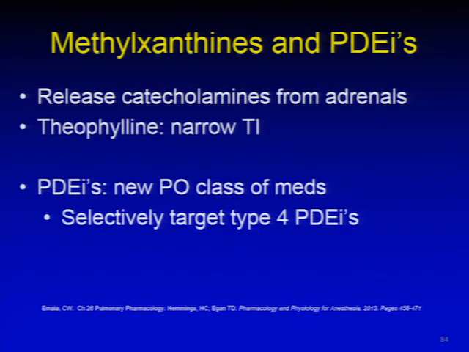Now the methylxanthines have a narrow therapeutic index. Theophylline is not used as much as it previously was due to its therapeutic index and safer options that are more effective with morbidity and mortality data. The phosphodiesterase inhibitors' mechanism of action is to selectively target type 4 phosphodiesterase receptors, thereby reducing the degradation of cyclic AMP in the immune cells. This leads to an anti-inflammatory effect.